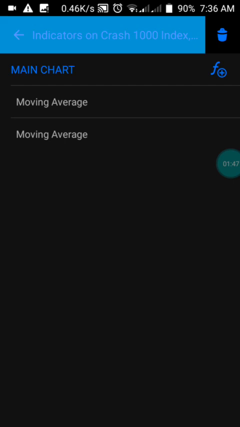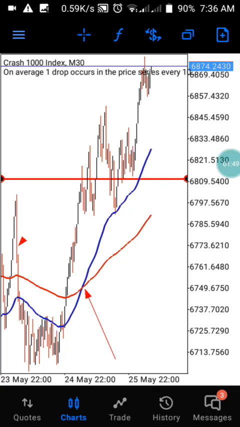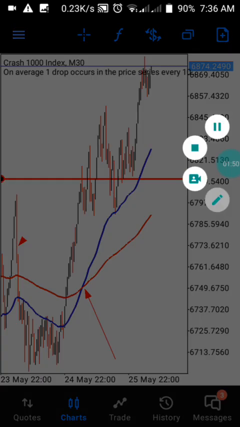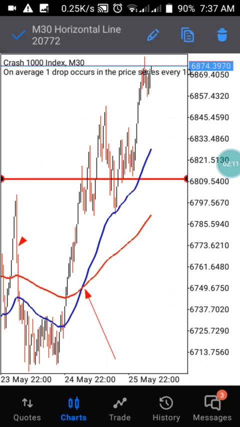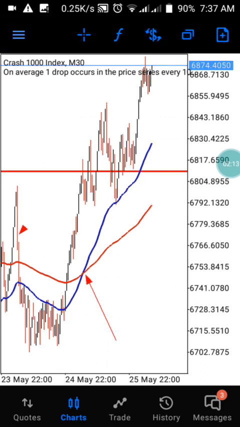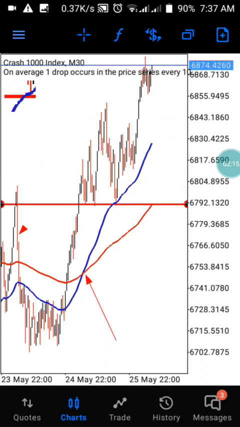So once you set this up, you will have these two moving averages on your chart, which is the blue and the red line that you are seeing here. These are exactly the two moving averages that we are going to be using in today's video. Another thing that you need to add to your main chart is this horizontal line that we have here. You see this horizontal line.